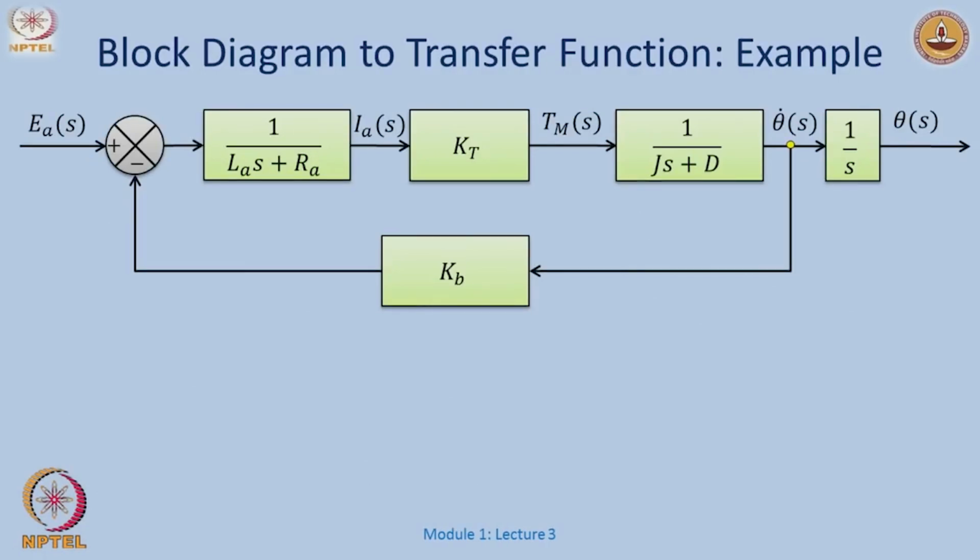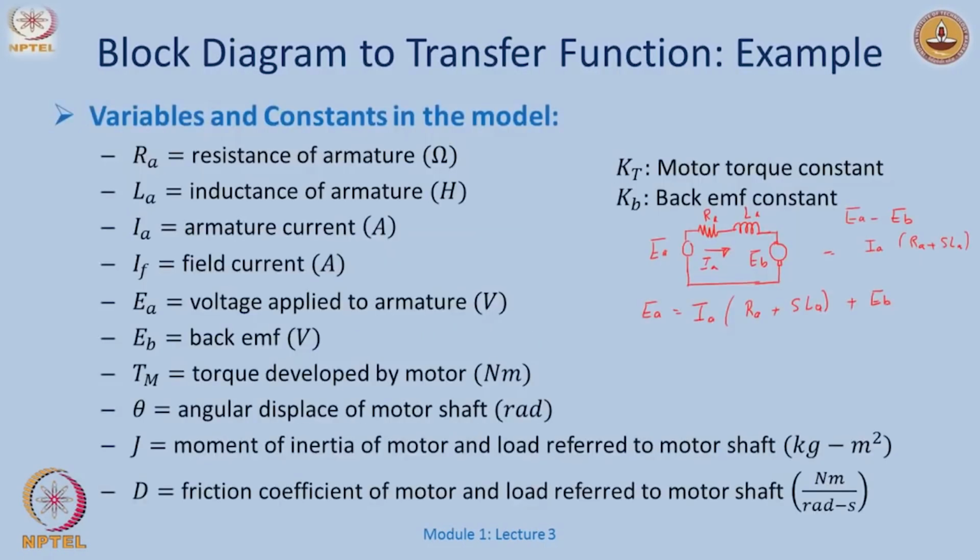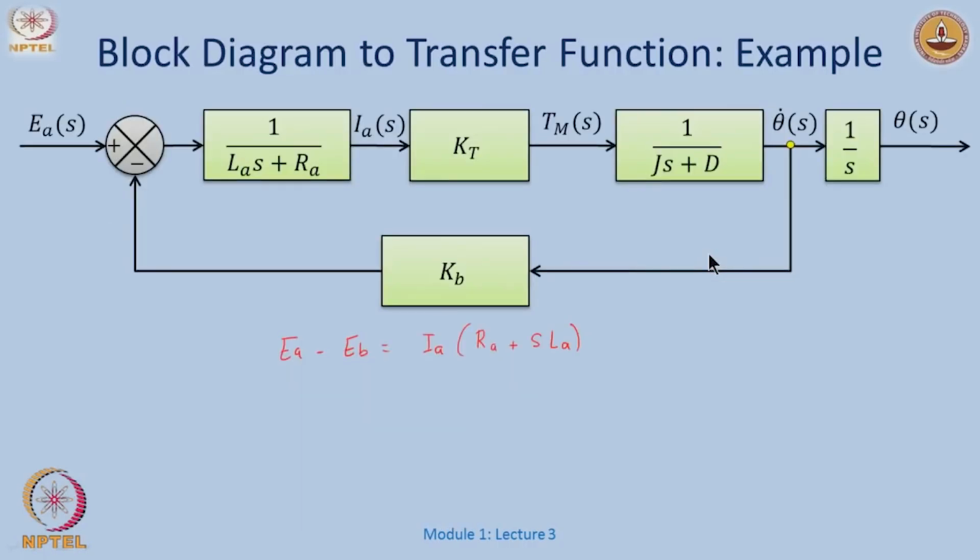The first thing, in the previous slide I had this, that E A minus E B is the armature current times R A plus S times L A. Okay. So, if I were to write this as a block, the first block would say that E A generates a certain armature current here. So, E A is the input, which results in a certain armature current. Okay. So, how will that look? We will slowly try to achieve this bigger block diagram here.